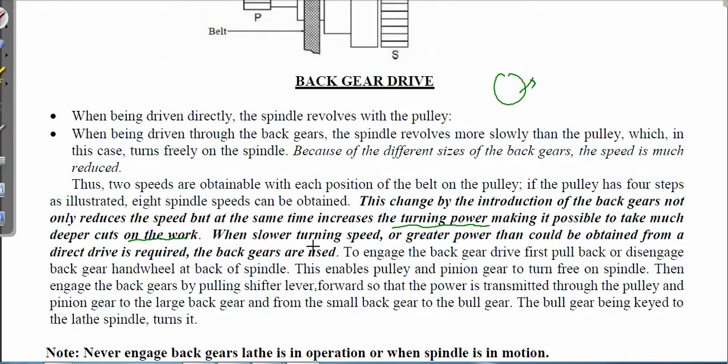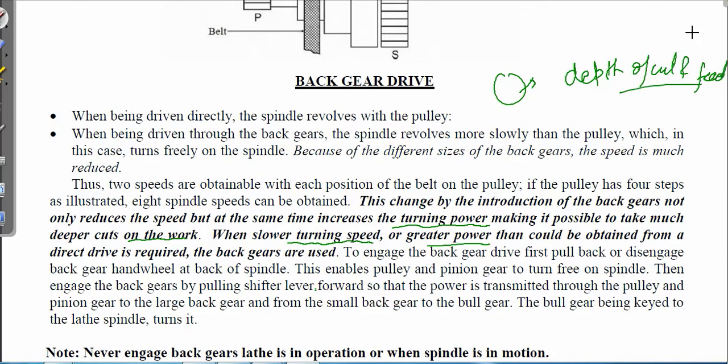So just see, when slower turning speed or greater power than could be obtained from a direct drive is required, back gears are used. Means what is the function of back gear? If slower turning speed is required or greater power is required, then we have to use this back gear. And when the power is increased, we are able to increase the depth of cut and feed on the workpiece.